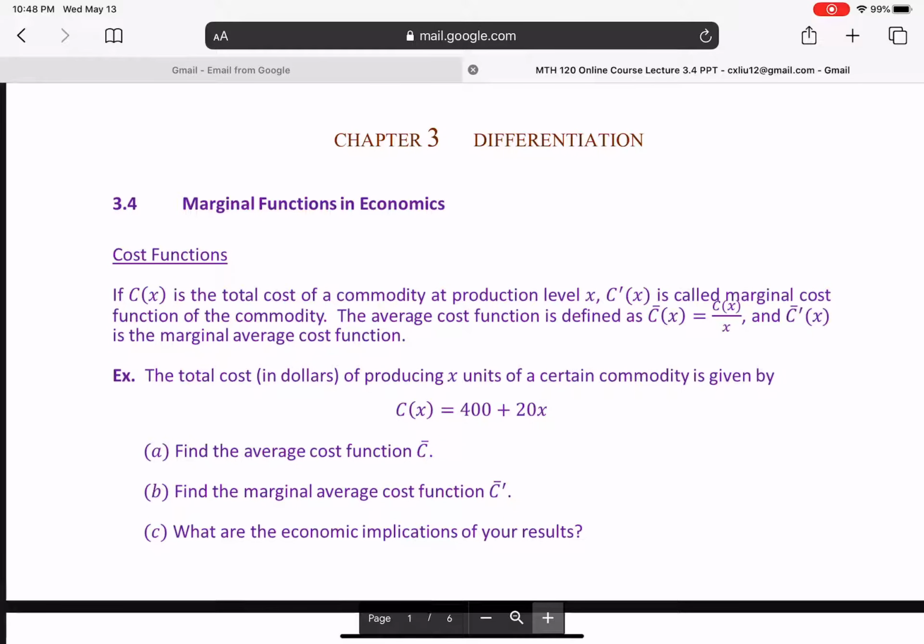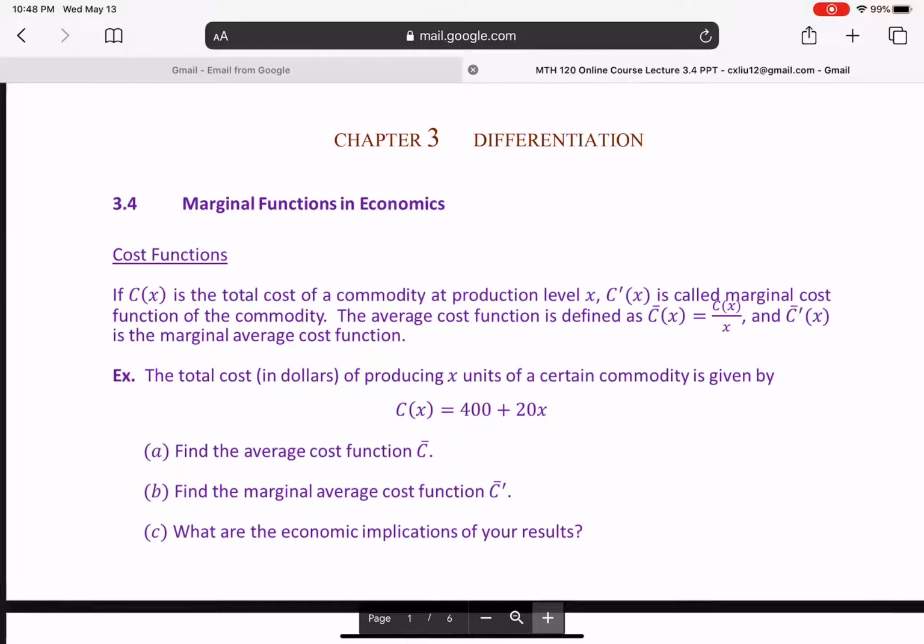And the average cost function is defined as the total cost C over production level X and denoted by C bar. And C bar prime is the marginal average cost function. So whenever you see the word marginal, you just take the derivative of the function. Let's do a simple example.